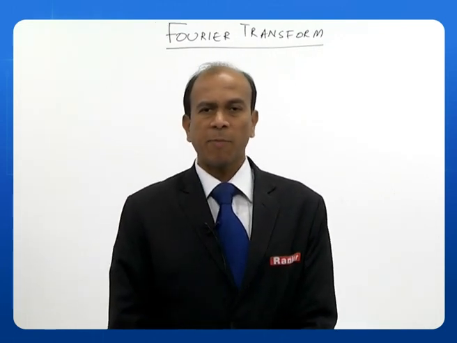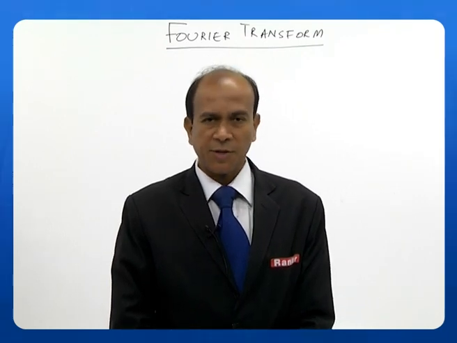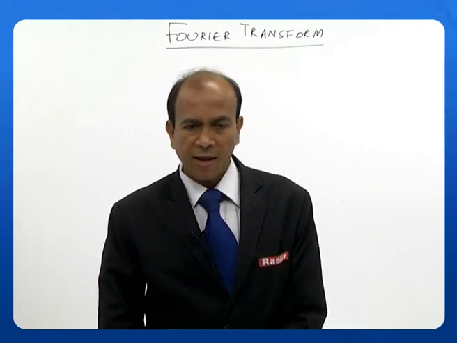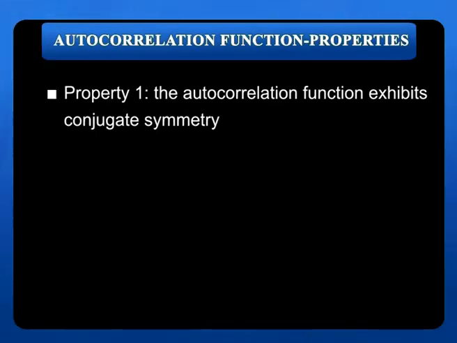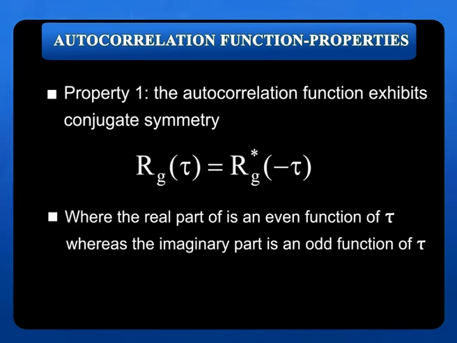Now, let us look at the properties of the autocorrelation function of energy signals. Property 1 says the autocorrelation function exhibits conjugate symmetry, that is Rg of tau will be equal to its complex conjugate Rg star of minus tau. Here the real part is an even function of tau, whereas the imaginary part is an odd function of tau. So property 1 says that the autocorrelation function exhibits conjugate symmetry, that is Rg of tau is equal to Rg star of minus tau.